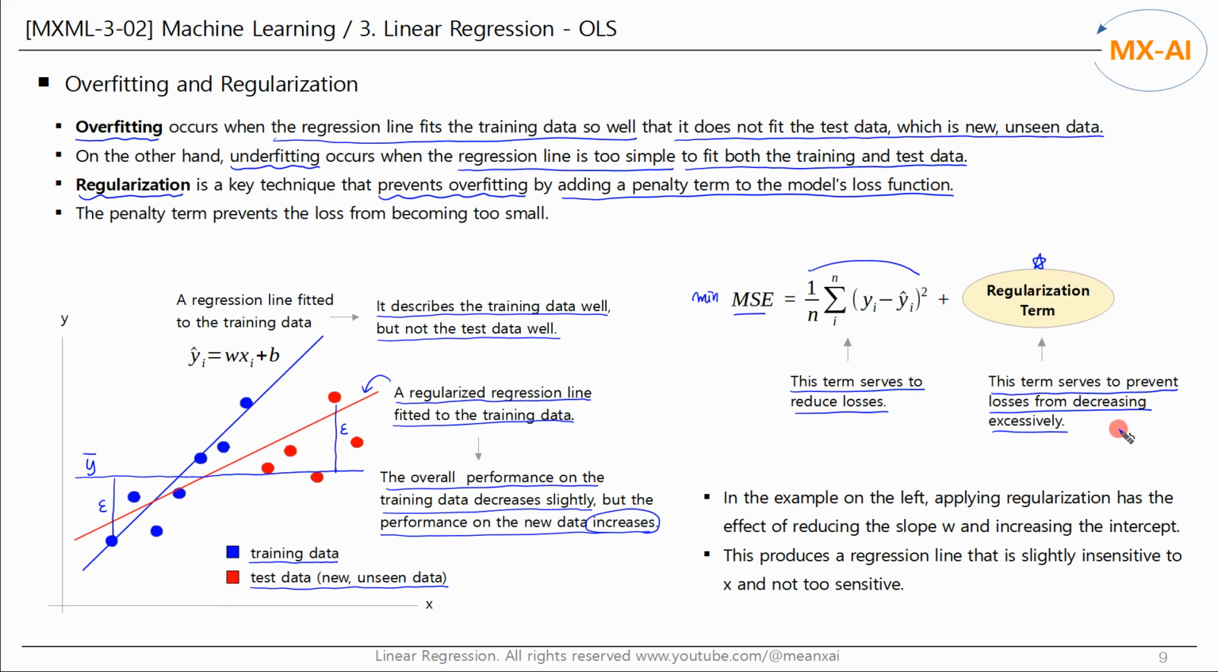In the example on the left, applying regularization has the effect of slightly decreasing the slope and slightly increasing the intercept. Regularization prevents the regression line from being too sensitive to x and produces a slightly flatter line.